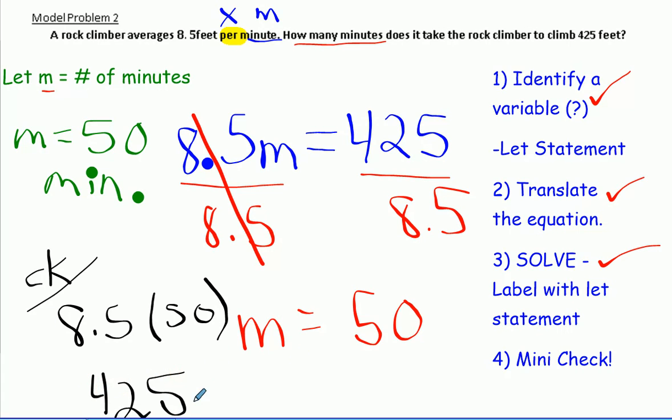And there we go. So I did the check. It's supposed to equal 425, and it does. So there's my little mini check. Have a couple more questions to work on. Pause the video if you need to. We're going to keep going.